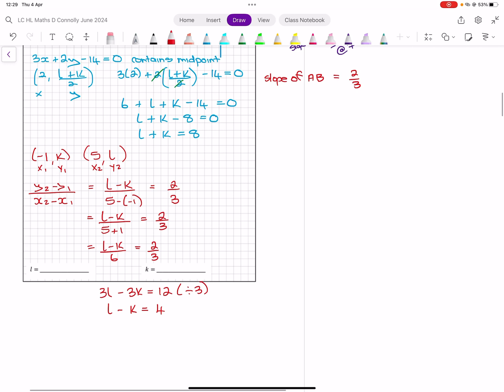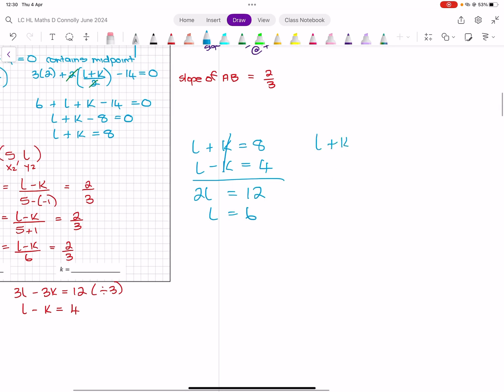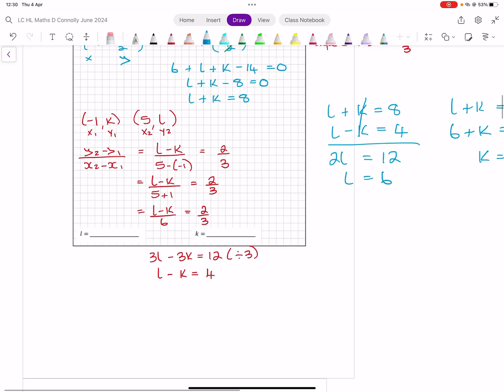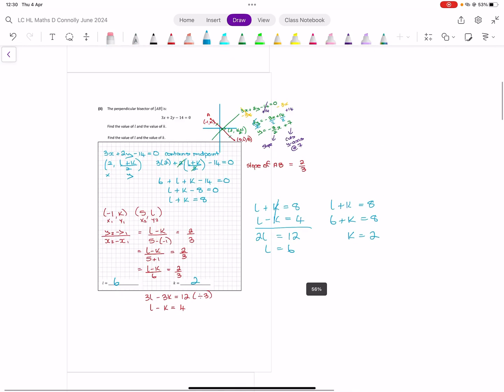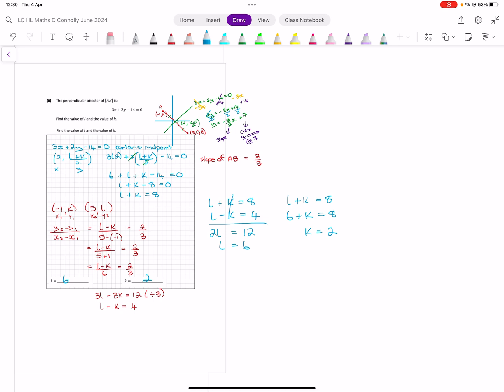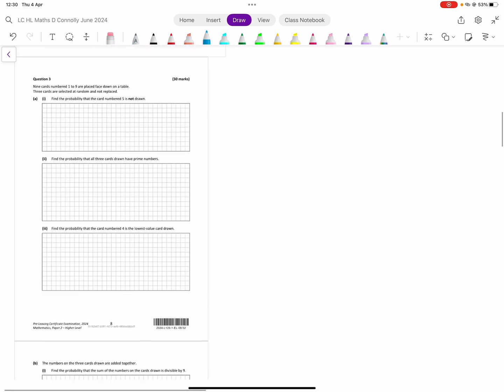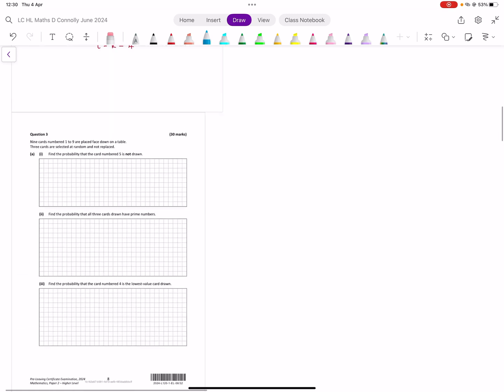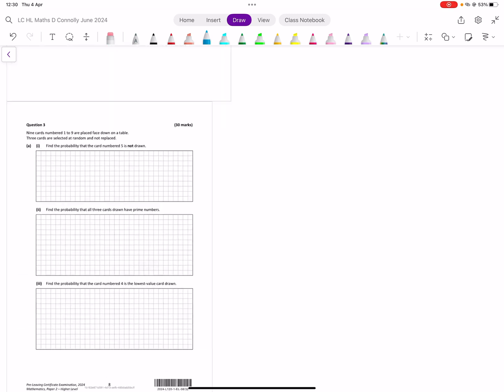And now I have 2 equations, so I should be able to solve. So L plus K equals 8, and L minus K equals 4. They cancel straight away, so 2L equals 12, and L is 6. And then L plus K equals 8. 6 plus K equals 8, so K is 2. So L is 6 and K is 2, I think. So that is question 2. Right.